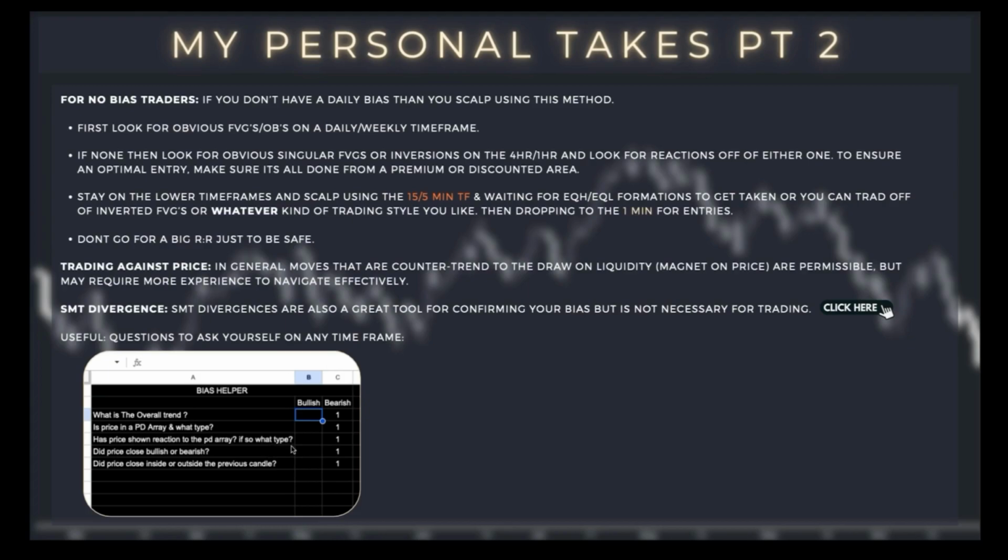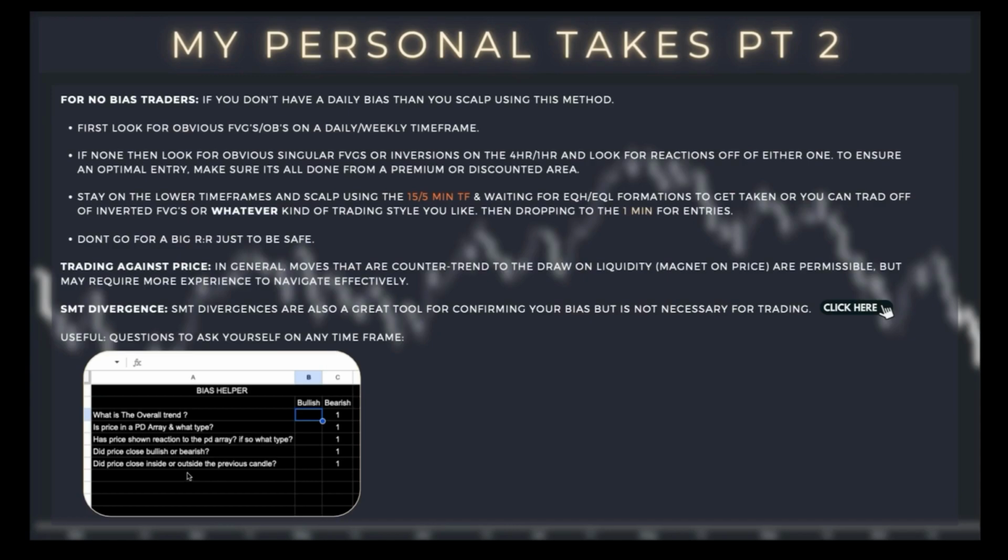If so, what type? What I mean by that is, let's say you're in a bearish fair value gap and price moves into it. Did price react to it negatively? Like did the bullish candle reject off of it quickly? Did that candle turn bearish or close bearish? Right? What happened? And next is, did price close bullish or bearish? That's just asking you if the candle itself closed bullish or bearish.